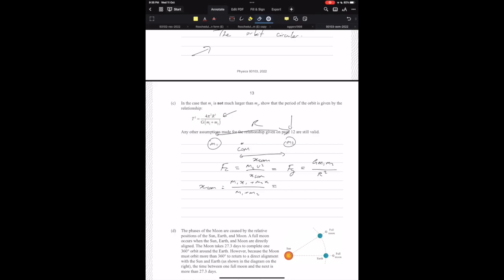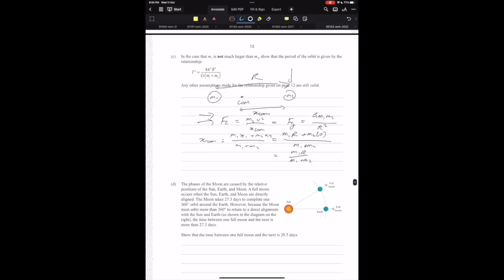M1 is just M1. And x1 is R because M1 is at a distance R from M2, and we are measuring from M2. And then M2 and then x2 would be 0 because measuring from M2, the distance from M2 to M2 is obviously just 0. And then divided by M1 plus M2. So overall, we get M1 R divided by M1 plus M2.